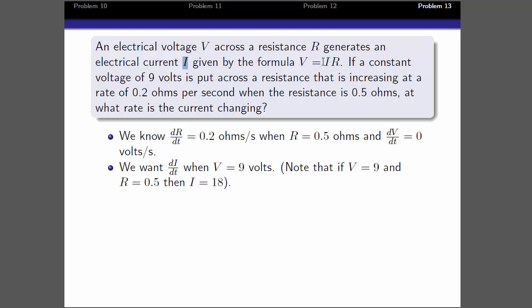And notice, since V equals 9 volts, and the resistance is 0.5 ohms, in that case we could solve for I here. Because V equals IR, just plug in 9 for V and 0.5 for R, and that gives I equals 18. So I was, okay, the units aren't even obvious. We know that V is volts, R is ohms, so I has to be volts divided by ohms.